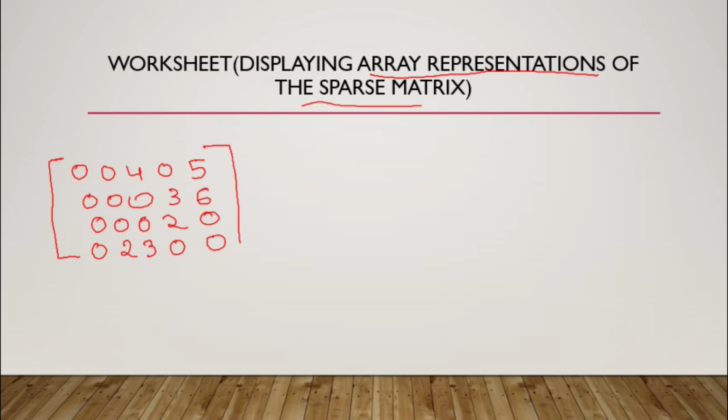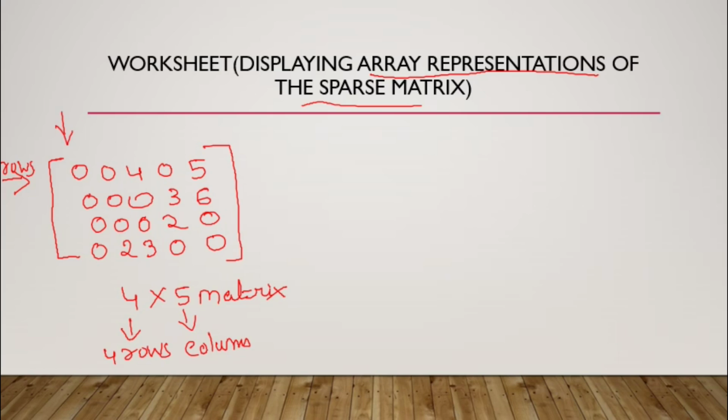So we have the 4 cross 5 matrix here. What do you mean by a 4 cross 5 matrix? It means you have 4 rows and 5 columns. And remember, left to right representation is rows, and top to bottom, that is vertical, is columns. According to that, we have 4 rows here: zeroth row, first row, second row, and third row.